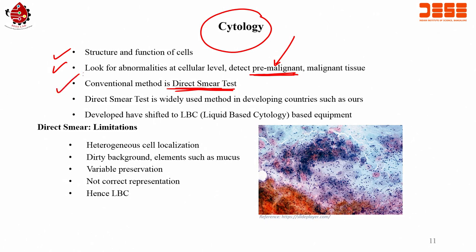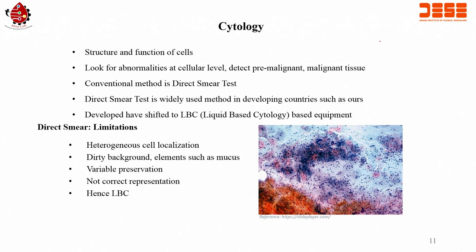Right. So, conventional is direct smear test, widely used in developing countries such as ours, and developed countries have shifted to LBC, which is liquid based cytology equipment, right. So, now the developed countries have been focusing on using liquid based cytology or the equipment that can be used to spin coat or smear the cells onto the glass slide. So what are the limitations of the direct smear? The limitations, like I said, are heterogeneous cell localization, dirty background elements such as mucus, variable preservation, not correct representation, and hence we have to go for liquid based cytology or LBC.